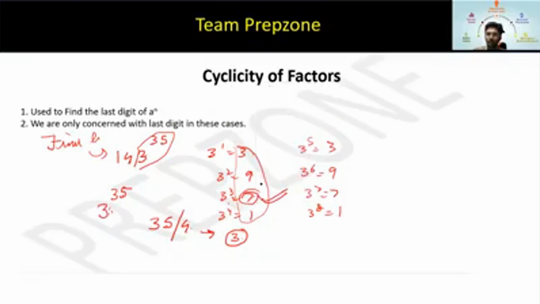The 14 will not play any role, because I'm only concerned with the last digit and I'm using cyclicity, that's why, okay?